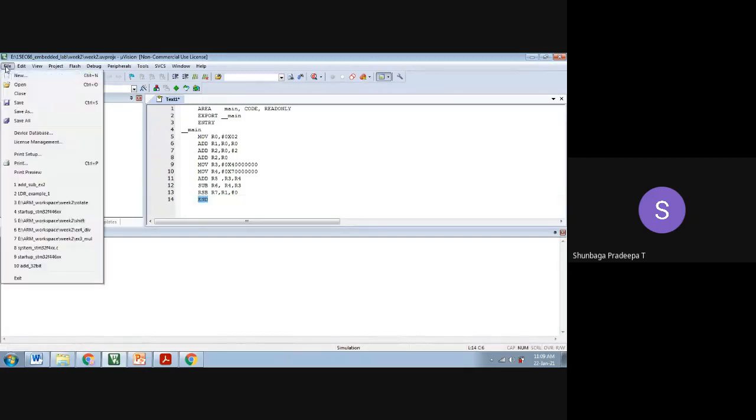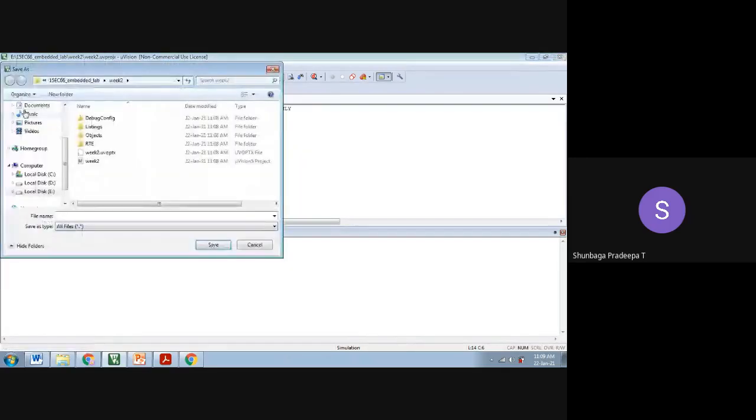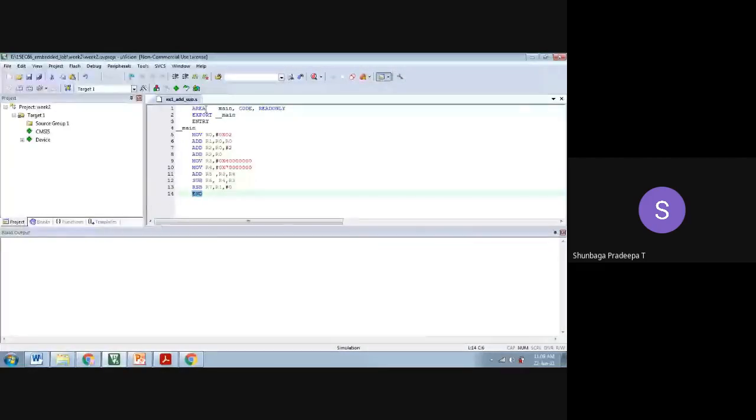Then you save the file with the extension. Since it is adds up, I'll take it as example 1 adds up .s. You cannot have other special characters, so use an underscore and save the file with .s since it is assembly coding. You can see that the color has been changed.